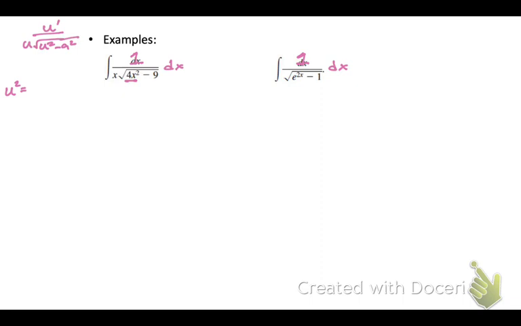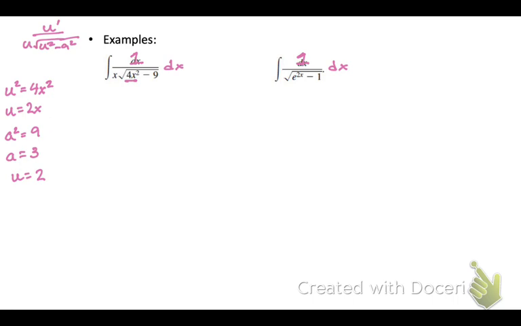Okay, so that means u squared is 4x squared. So what is just u? 2x. Did that help? Because you guys were struggling with that. Okay, and a squared is 9. So what's a? 3. It takes me a minute to look at it. Okay, so then we need u prime, right? U prime is 2.